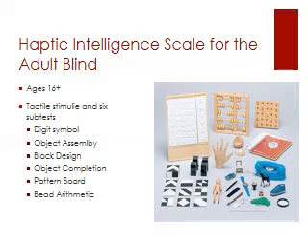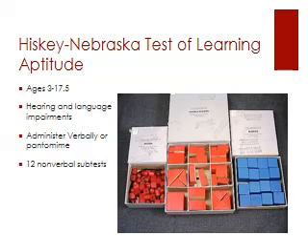Haptic Intelligence Scale for the adult blind. It's clear that this has to do with visual impairments, and ages 16 and older, it is appropriate, and this is about intelligence. The Hiskey-Nebraska is measuring learning ability for those with hearing and language impairments, and this is for kids 3 to 18, almost 18.